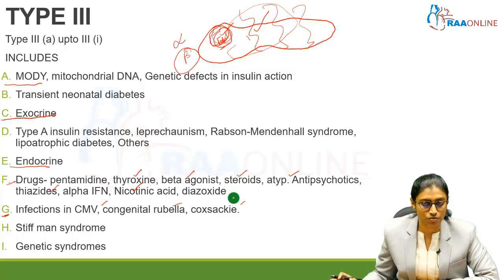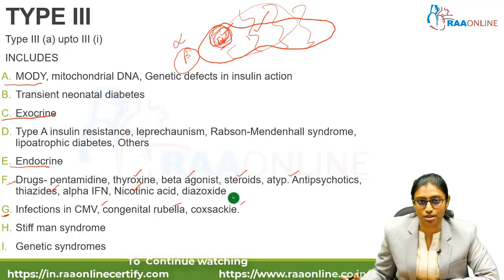Know that there are 4 types of diabetes mellitus. Type 4 is gestational. Type 1 is immune mediated or idiopathic. Type 2 is mainly due to insulin resistance. Type 3 is classified into multiple subtypes. MODY comes under type 3.